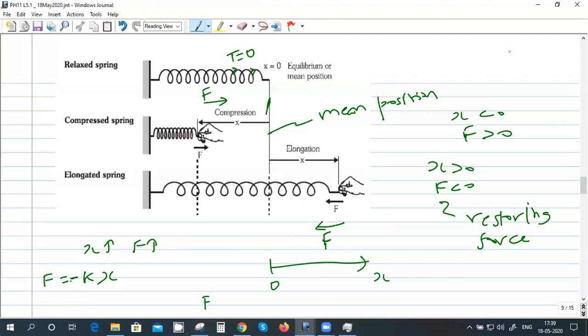Can you explain this negative sign, why the negative sign is there? The restoring force of the spring is minus K into X, where K is greater than zero. Why is the negative sign there? Direction is opposite. Yeah, because of this one. When X is less than zero, F is positive. When X is positive, F is negative. That information is captured in this sign.